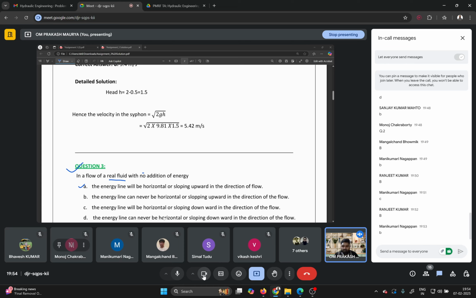Option B, telling everyone, okay. The energy line can never be horizontal or sloping upward in the direction of flow. Okay. So let me discuss, or let me just show you the answer.